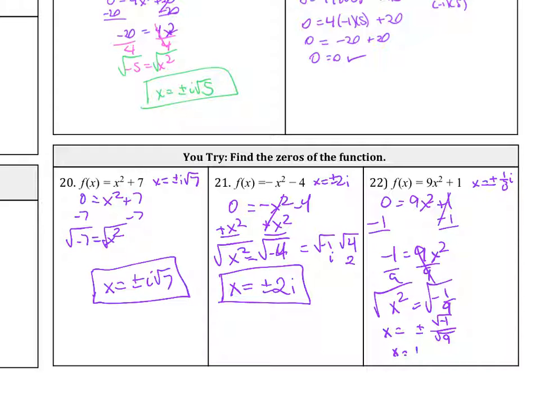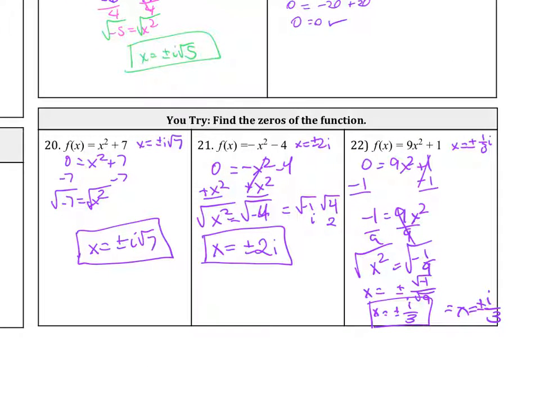So remember that the square root of negative 1, we can change that to just an i. And then the square root of 9 is 3. Okay, so I could write it like that as well. So x equals plus or minus i over 3. Or you can just separate out like I did in the above answer: x equals plus or minus 1/3 and then the i. Either one is an acceptable answer.